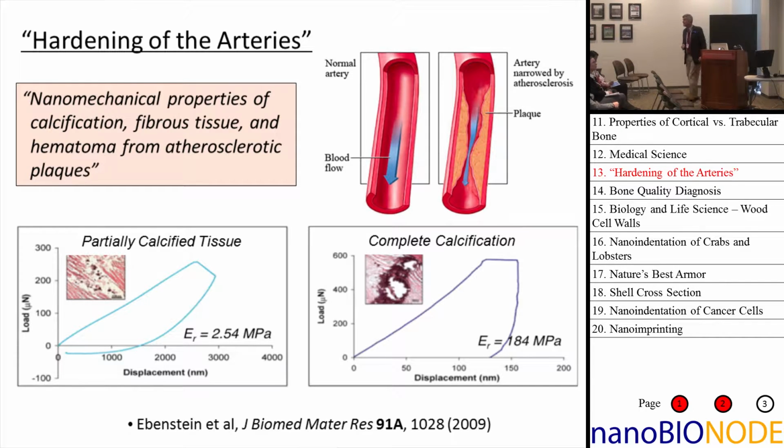Is there any in vivo work doing this, on hardening of the arteries? No, but there's in vivo work on bone. I'll show that here in a second. If there is in vivo work on arteries, I'm not aware of it. This was basically taking cadavers and splitting arteries open, and they're human arteries, by the way.